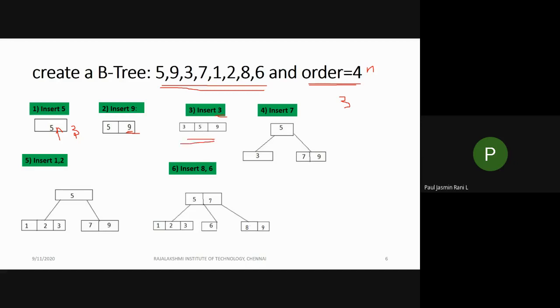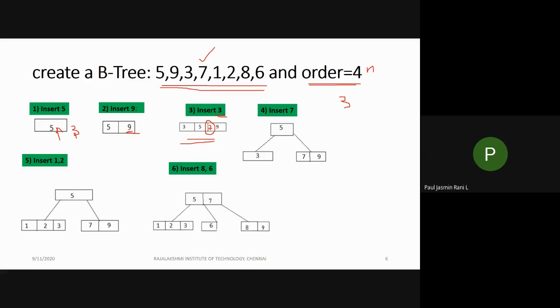So the problem arises when I'm inserting the element 7. If I insert the 7, where will I insert it? 7 will be inserted between 5 and 9. So here I have to insert the element 7, isn't it? When I insert this 7, it doesn't satisfy the property of your B tree, isn't it?